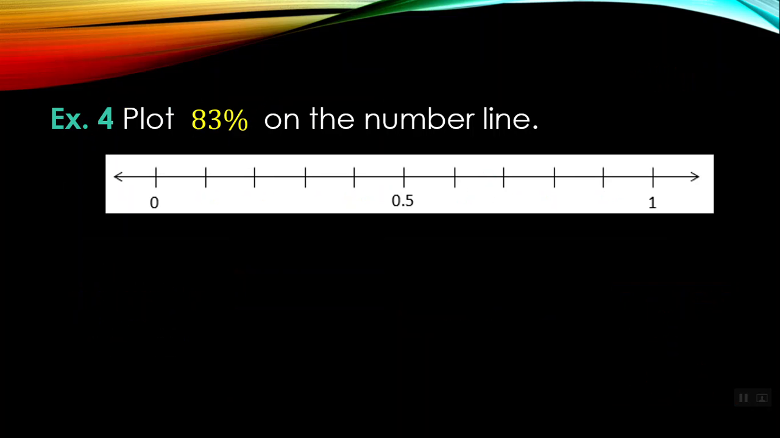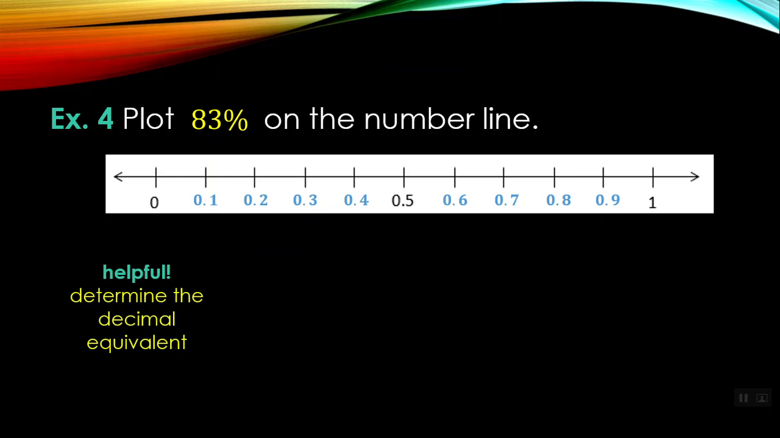Example 4. Plot 83% on the number line. Well, the same as before, we've got to translate that into its decimal approximation. So 83% we know is 0.83 as a decimal, so that's a little bit more than 8/10, so that's going to fall a little bit past 8/10 on the number line.